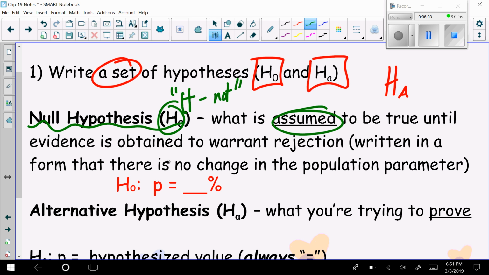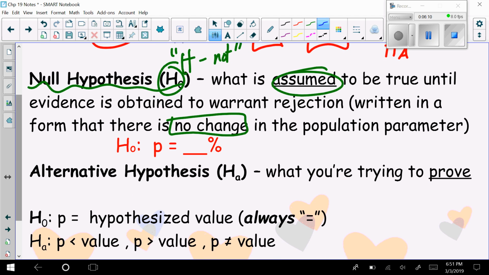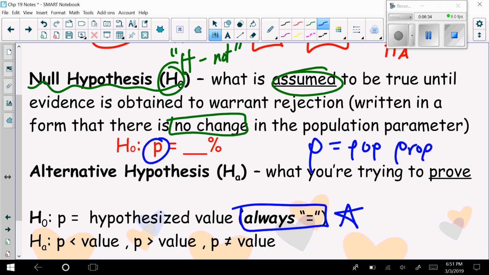Now, of course, this is due with no change in the population parameter. Typically the way we write it, we've been talking about P's, so population proportions, which is why I have this P here. We'll get into some other ones later. When we write this, we'll write P equals, and the key thing to remember, I have it written down here in your notes, is it's always an equal sign in the H null.